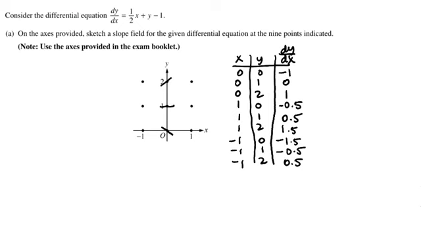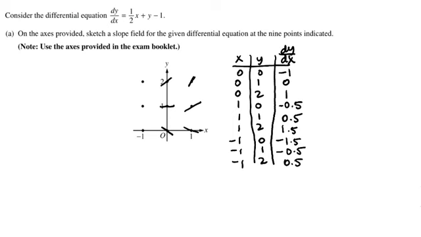At 1, 0, it's -0.5. So I need to be aiming like that. Except we don't have room to put all of those, so I'm going to put it like that. At 1, 1, it's positive 0.5, so it's decently shallow. And then at 1, 2, it's 1.5. So I'm kind of aiming for that point right there. That might be a little steep, but I'll tell you what the readers are looking for here in a second.